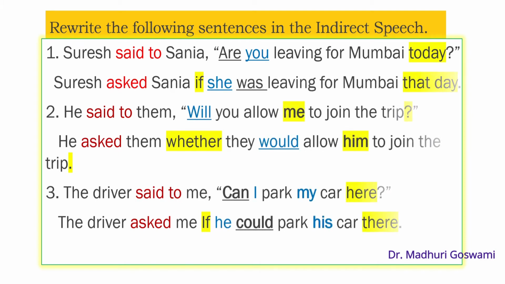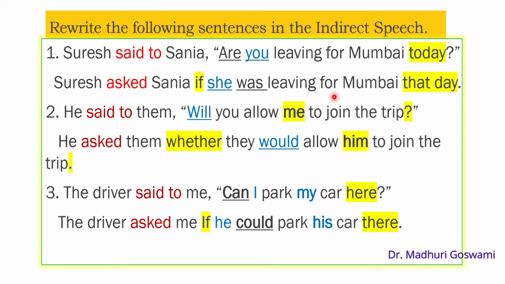The first sentence, Suresh said to Sania, "Are you leaving for Mumbai today?" Dear students, on this slide you can notice that there are some words which are written in different color and some are highlighted, some words are written in bold and some are underlined. So these words indicate the changes which have been made during this process of changing from the direct to the indirect speech. Now let's check the first one. Suresh asked Sania if she was leaving for Mumbai that day.